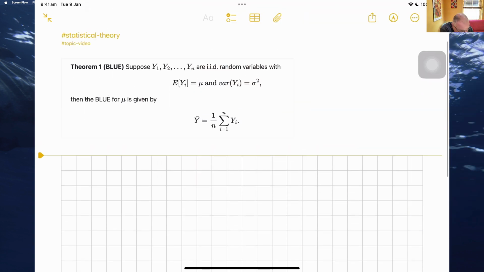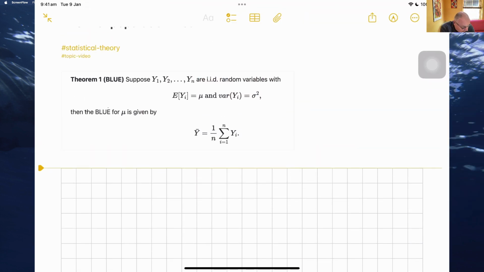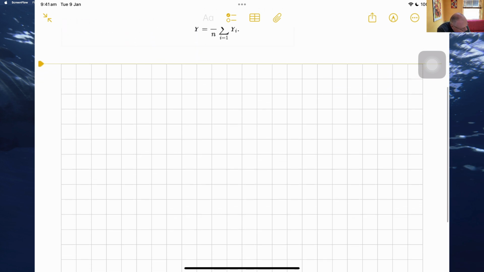So here's my little theorem. We've got y1 up to yn, they're IID random variables, so they all have the same distribution, they're independent of one another. We know that the expected value of each of these yi's is mu, and the variance is sigma squared. And we know that the BLUE, the best linear unbiased estimator for mu, the population mean, is given by the sample mean. Add them all up, divide by how many. So we're going to have to prove this.